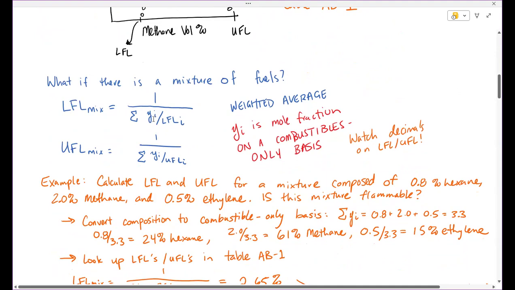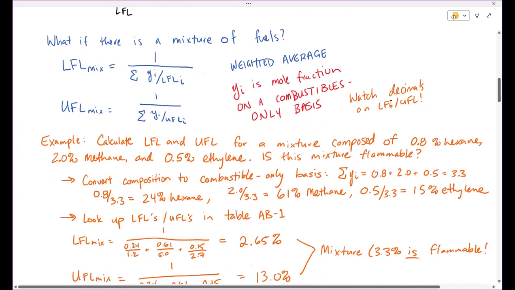So what you do is you take Yi, and we'll define that here to be the mole fraction on a combustible only basis. Let's just say I have an example down here, which we'll get to. But this is not the actual mole fraction. This is just the mole fraction if you remove everything that's not condensable. So you take that mole fraction, you divide it by the LFL of that component, you plug it into this formula, and that gives you your LFL of the mixture.